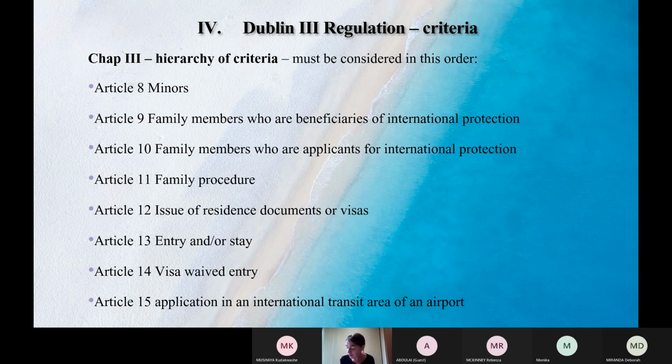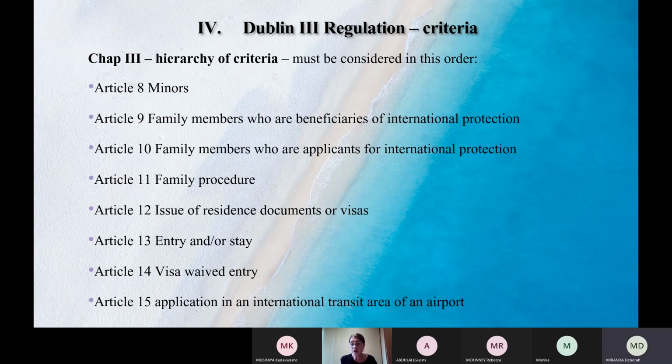So the family procedure involves a situation where several family members submit applications for international protection in the same member state simultaneously, or on dates sufficiently close in time. In that instance, the procedure for determining the member state responsible must be determined on the basis of the following provisions.